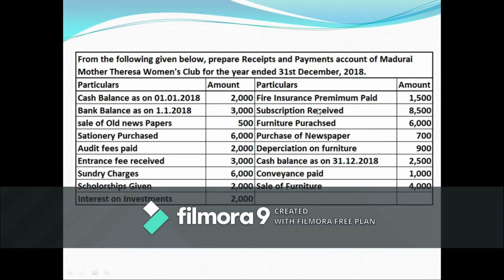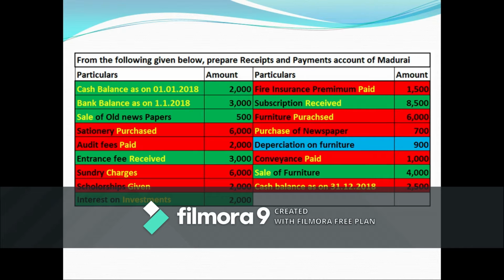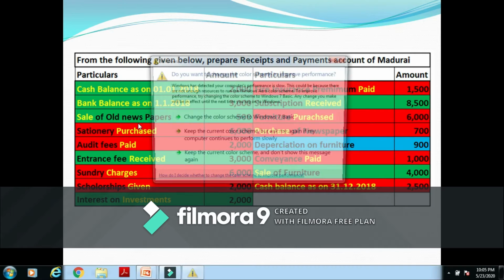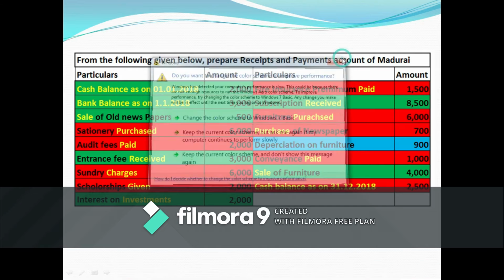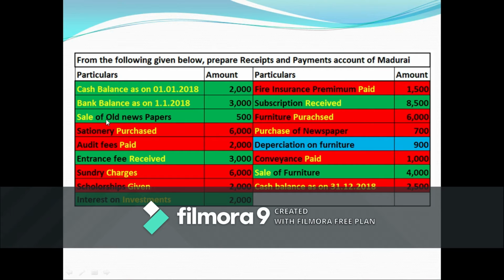Based on the transaction, it will be classified to receipt side or payment side. Listen, always the opening cash balance and opening bank balance should be mentioned in the receipt side. That's why highlighted in green. Sale of old newspaper. Here they have given the word sale. Cash comes in. That's why green. Stationery purchase. Cash goes out. Audit fees paid. Cash goes out.